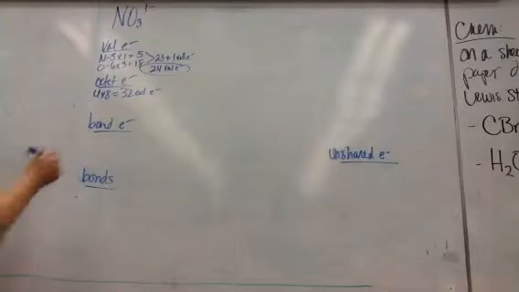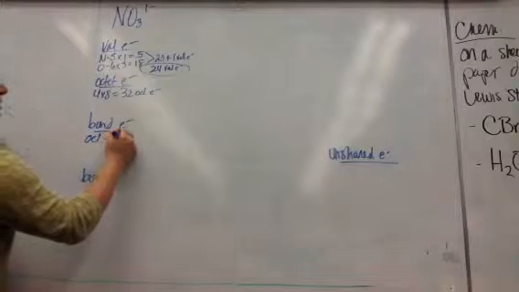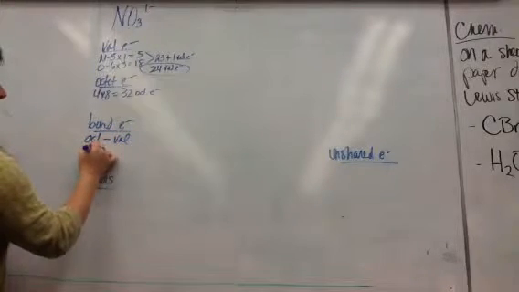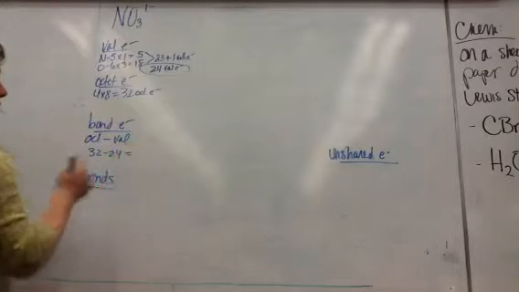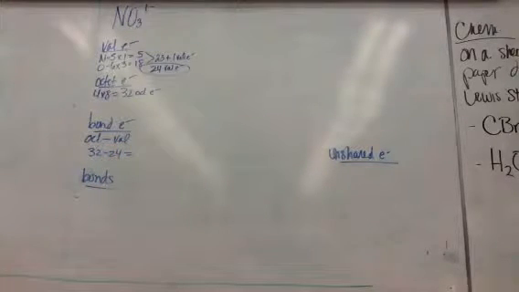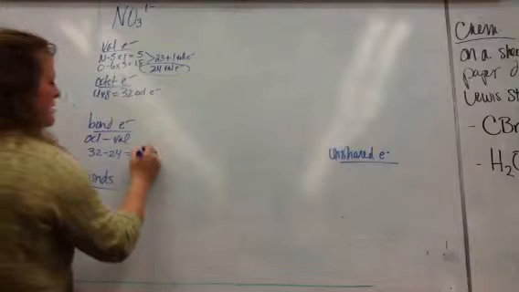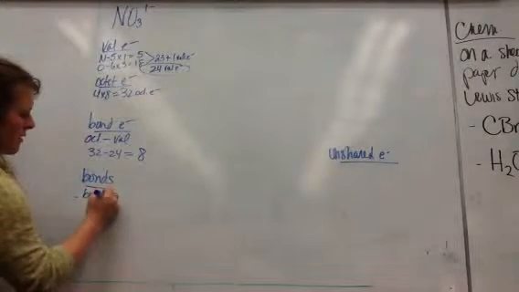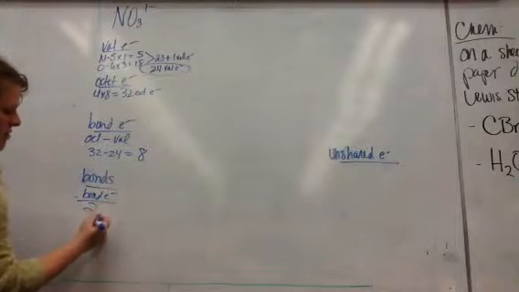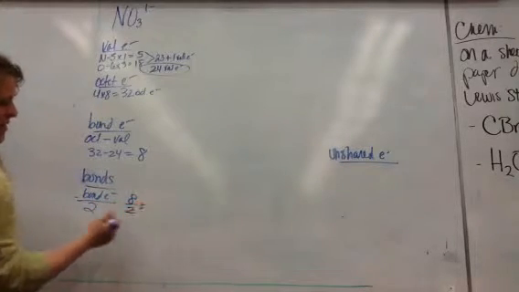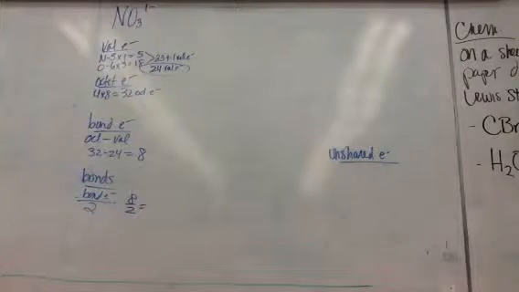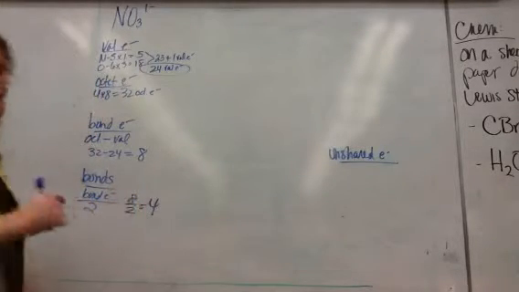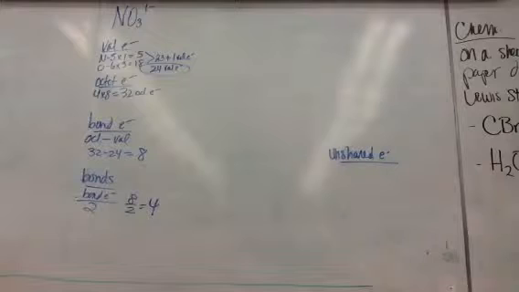Our bond electrons are just octet minus valence, so 32 minus 24. How many electrons will be involved in bonds? 8. Okay. Bonds are just bond electrons divided by 2. 8 divided by 2, how many bonds are we looking at? 4. Which tells us we have a double bond. Isn't this beautiful? I love this system.